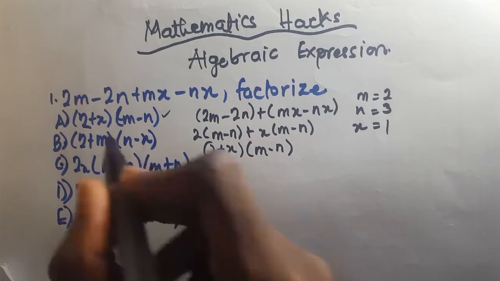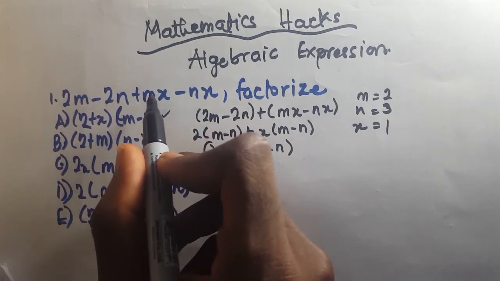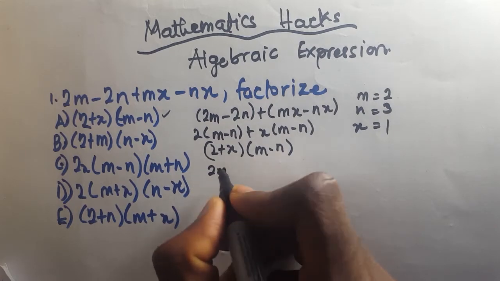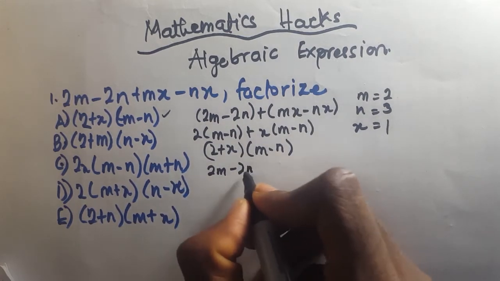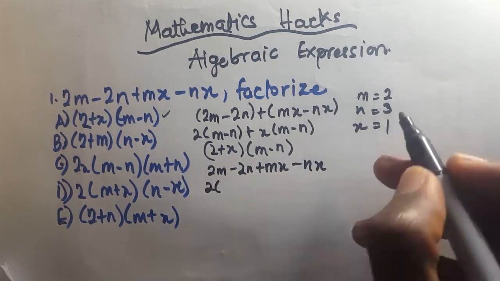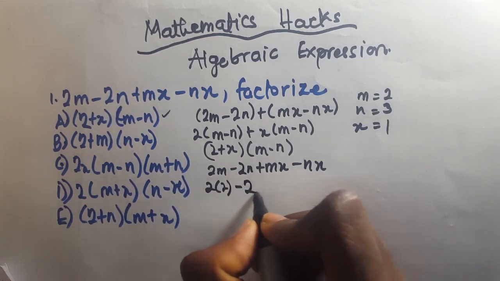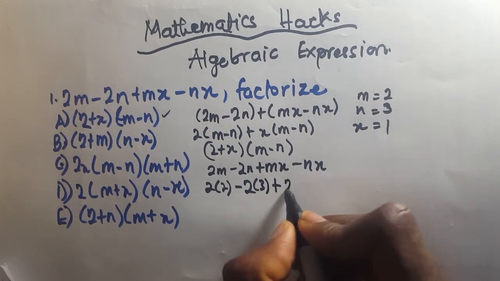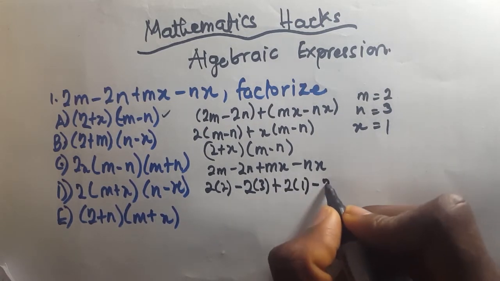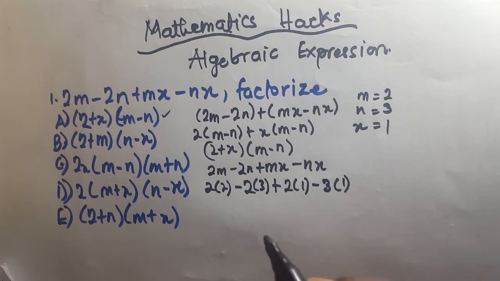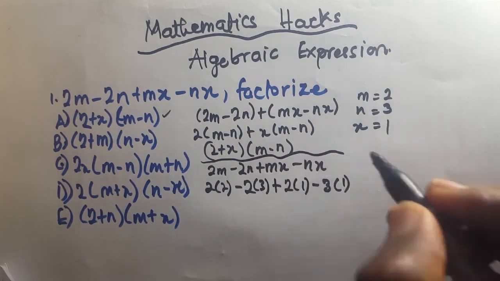We have 2m minus 2n plus mx minus nx. Anywhere I see m, I'll put 2 there. Anywhere I see n, I'll put 3 there. Anywhere I see x, I'll put 1 there. So 2m minus 2n plus mx minus nx. So 2, m is what? 2. Minus 2, n is what? 3. Plus m, what's m? M is 2. X is 1. Minus n is 3. Then we have x is 1. Now if you are still not getting it, don't worry. By the time I'm done, you will know what I'm doing.